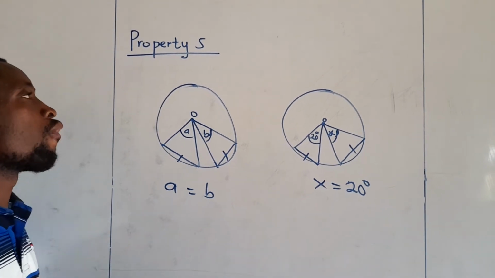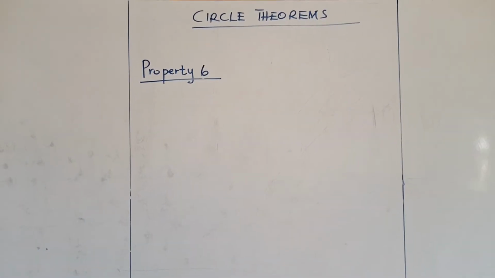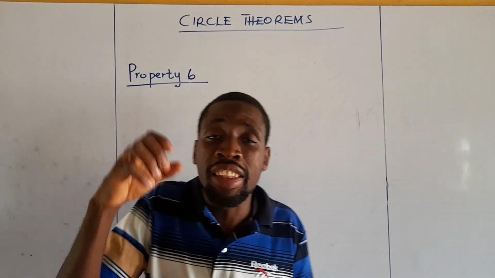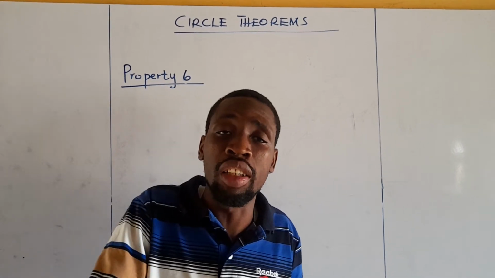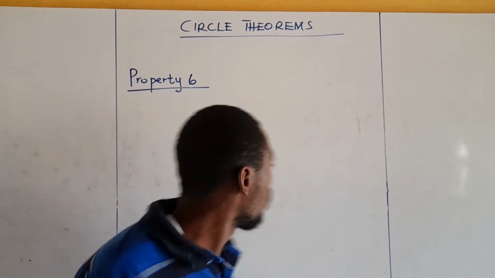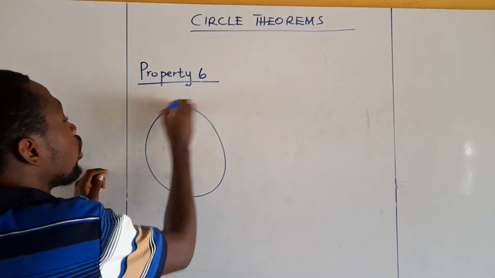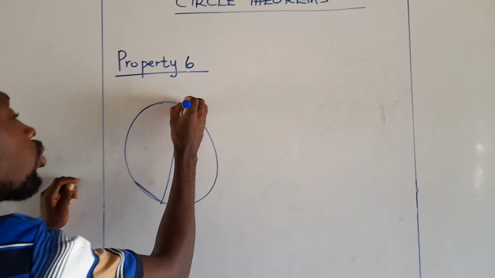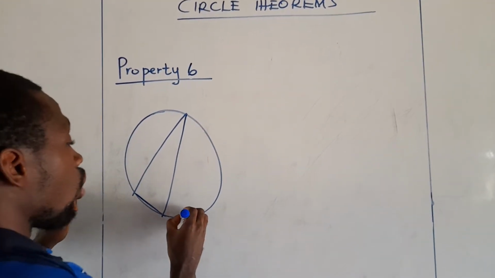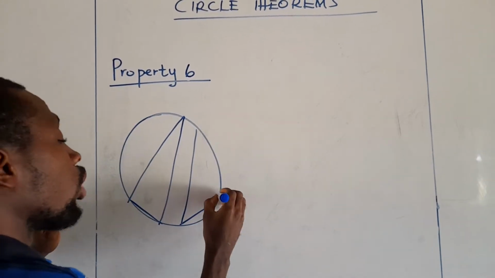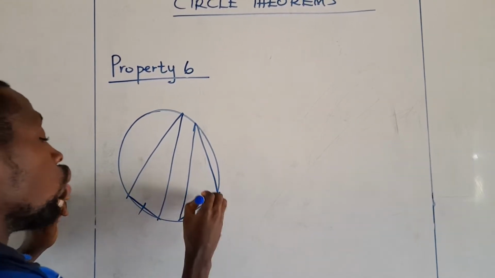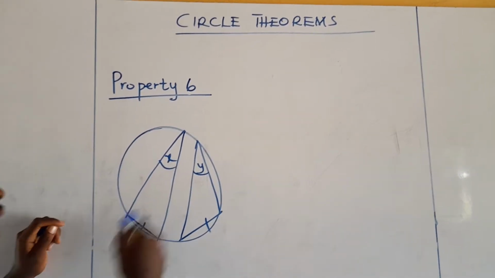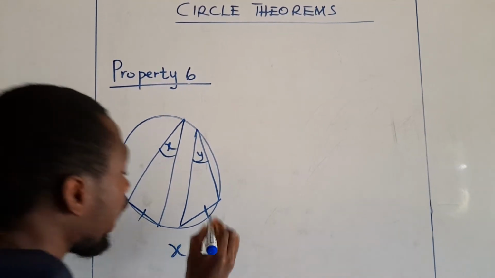The next one is the 6th property. The 6th property says that when 2 equal chords sustain angles at the circumference of the circle, those angles are also equal. Thus, we have a circle and a chord. This chord sustains an angle at the circumference of the circle like this. Another chord like this sustains an angle at the circumference of the circle. As far as those chords are equal, then the angles they sustain at the circumference of the circle will also be equal. So we say S is equal to Y.